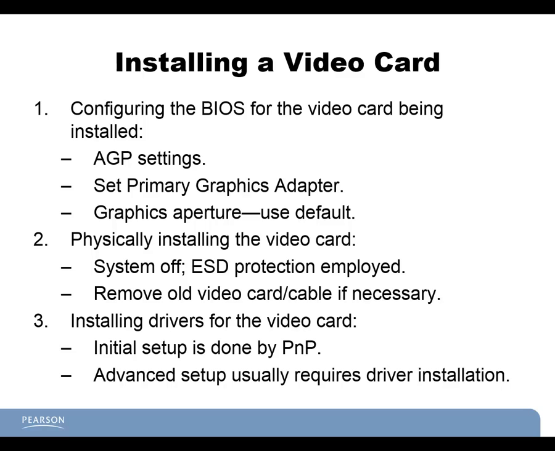So putting a video card in a computer is fairly straightforward. Some of the things that you need to configure in the BIOS, if it's an old machine, are the AGP settings. Other things you may have to set are the graphics aperture, and generally you're going to use the default settings for that. If your machine has an onboard display and you're adding one, you either need to turn off the onboard display or set which one's going to be the primary display card.